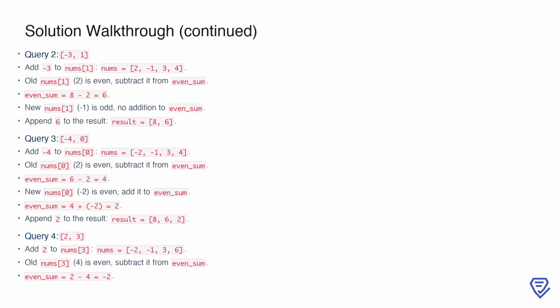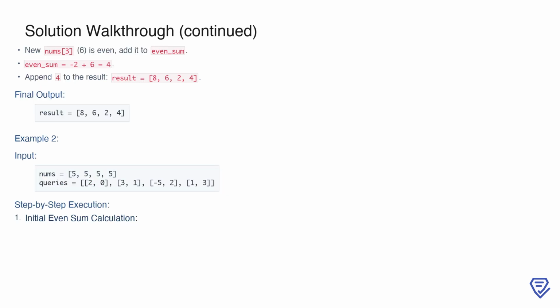Then, for the third query, [-4, 0], we add -4 to nums[0], modifying the array to [-2, -1, 3, 4]. The old value at nums[0], which was 2, is even, so we subtract it from the even_sum, reducing it further to 6 minus 2 equals 4. The new value, -2, is also even, so we add it to the even_sum, giving 4 plus -2 equals 2. We append 2 to the result, making it [8, 6, 2] at this point.